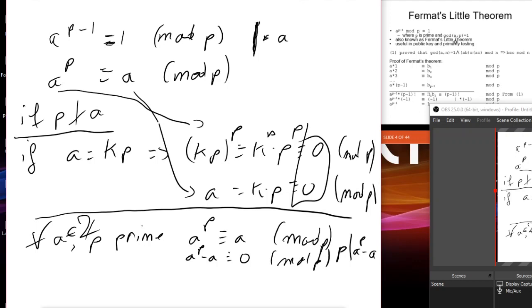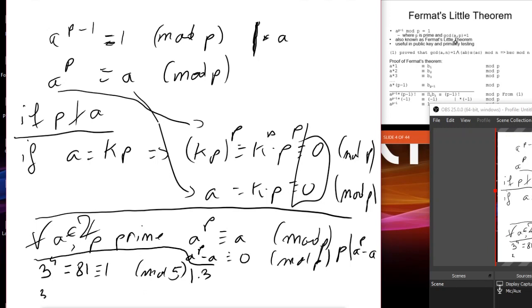Let's see some examples. So if, for example, 3 being the a, let's work mod 5. 3 at power 5 minus 1, which is 4, is 9 times 9, which is 81, which is congruent with 1 mod 5. We know this. If we multiply with 3 on both sides, we get 3 at power 5 congruent with 3 mod 5, because 1 times 3 equals 3, which is obviously true and correct.